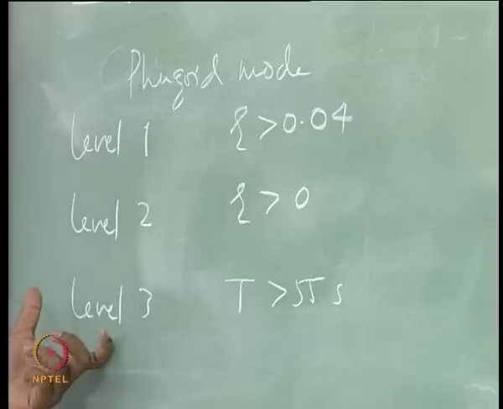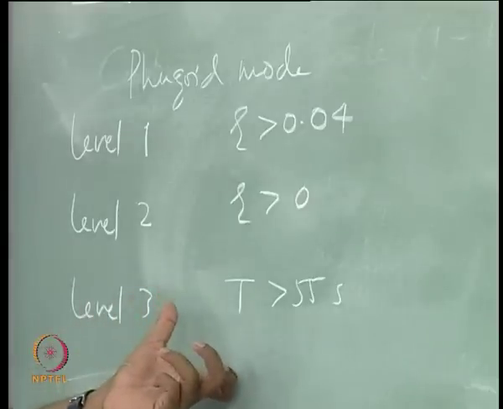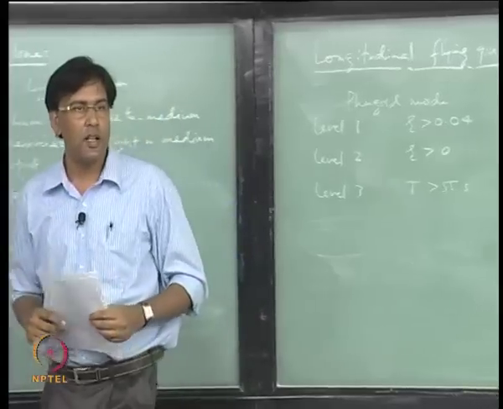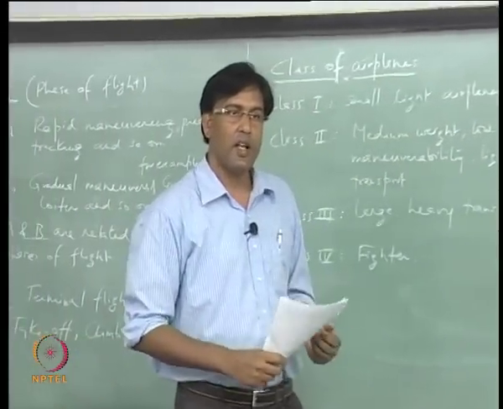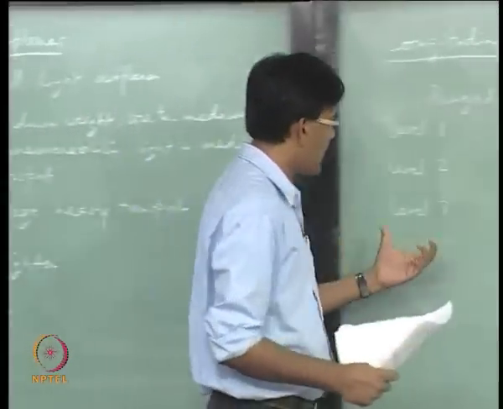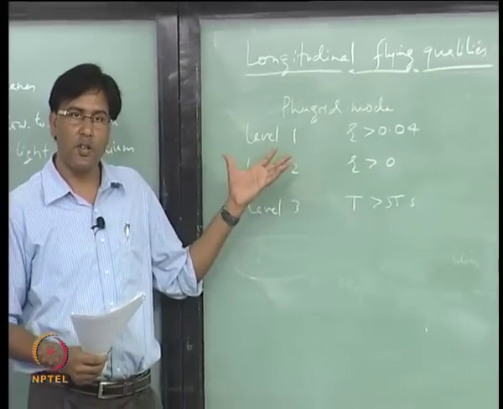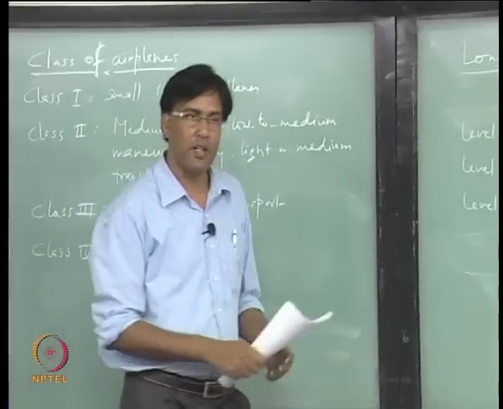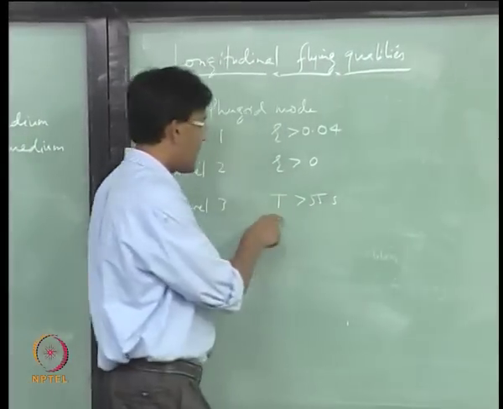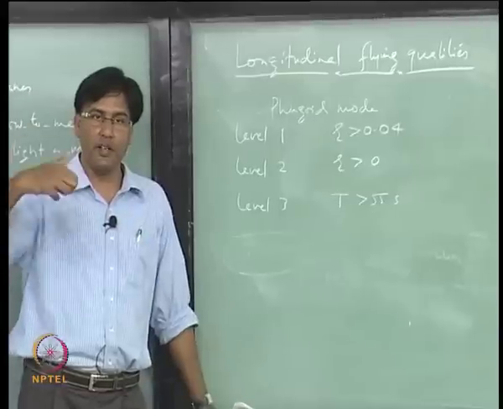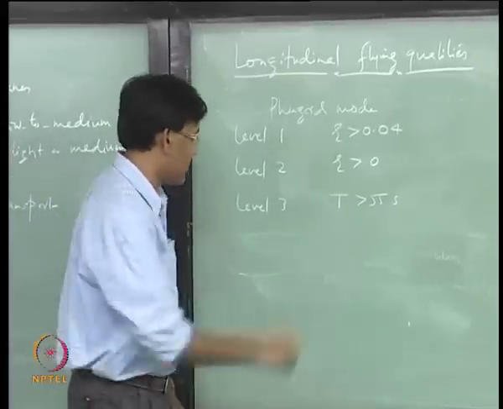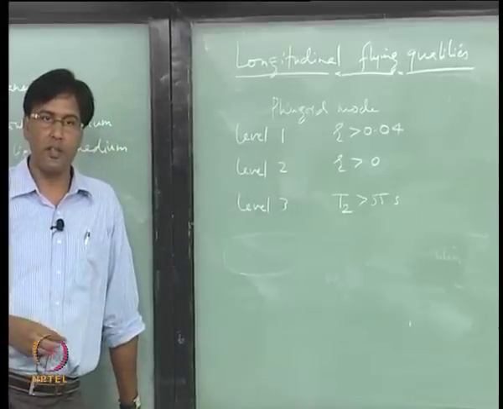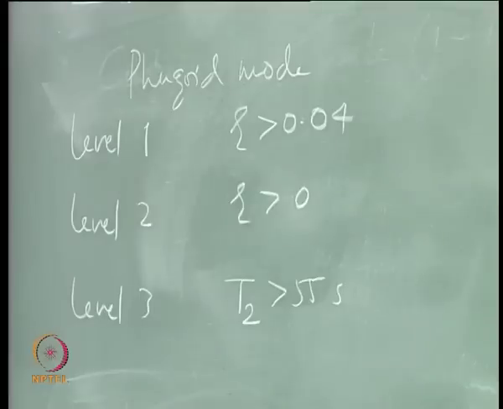Level 3 is defined in terms of the time period, and this should be greater than 55 seconds. So even if you have a divergent phugoid mode, that is an unstable phugoid mode, then you should have the time of doubling the amplitude be more than 55 seconds.